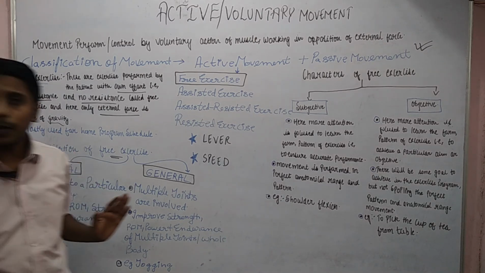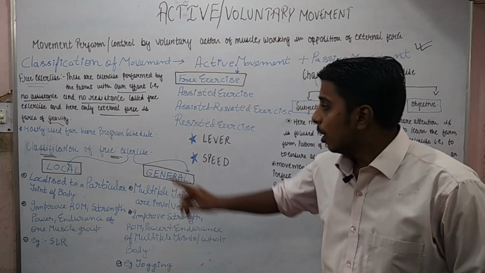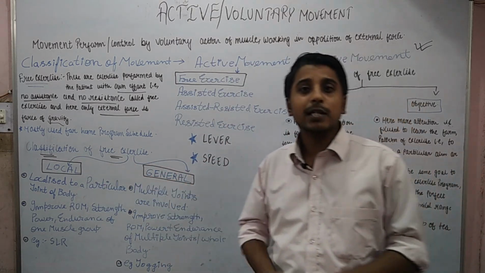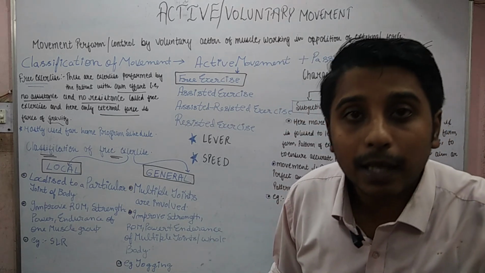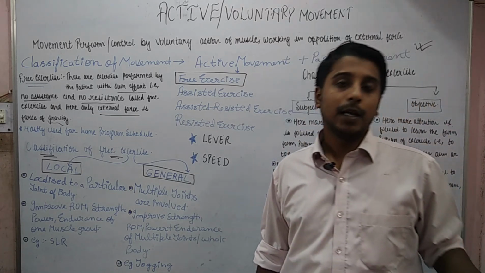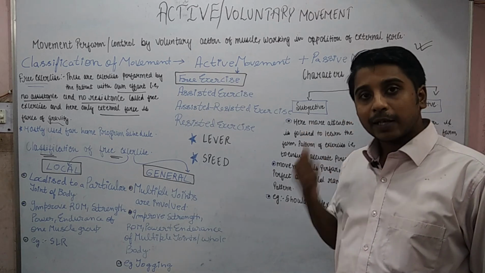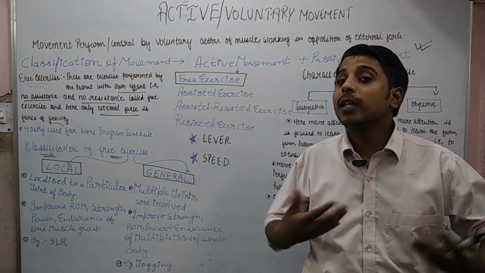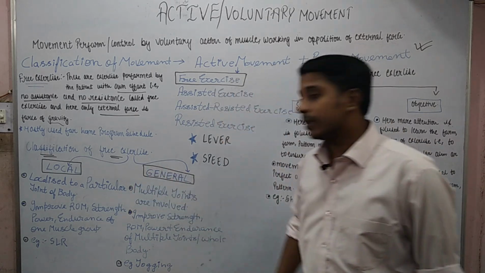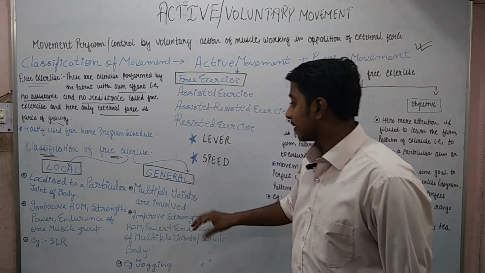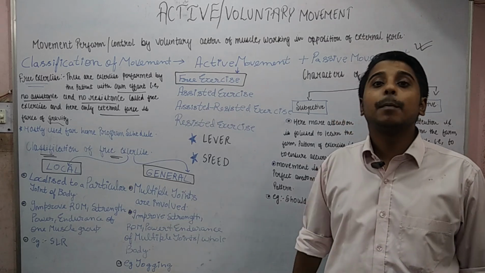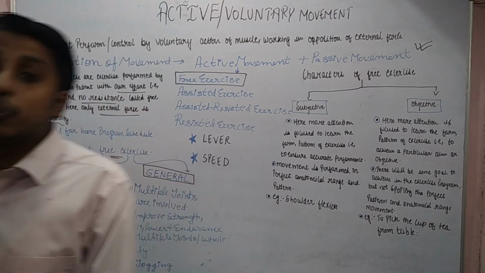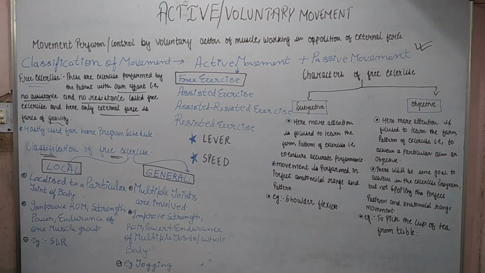It is very simple, you need not worry about it. Local or general. In local, as the name itself suggests, the movement is occurring at a particular joint. For example, shoulder flexion, elbow flexion, shoulder abduction. These are localized, local free exercises. It can also be general, that is, multiple joints are involved. For example, I am walking, I am jogging. These are general exercises.